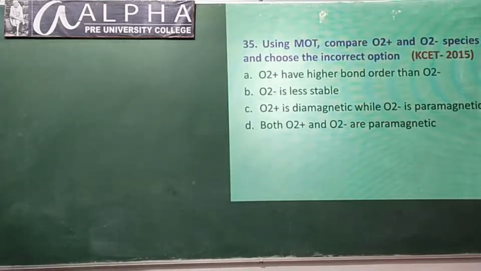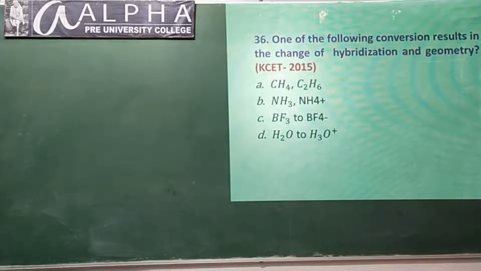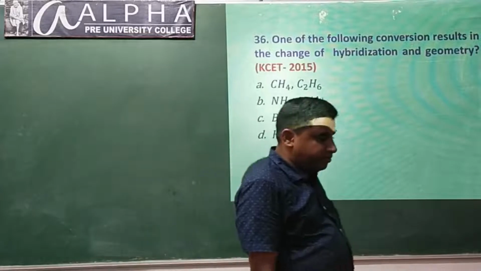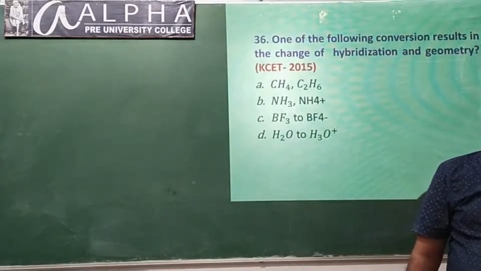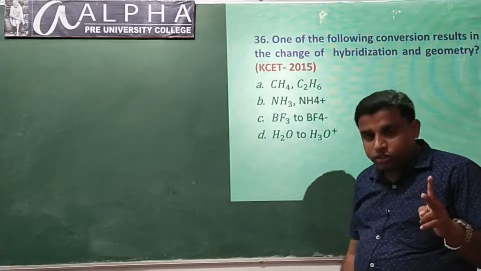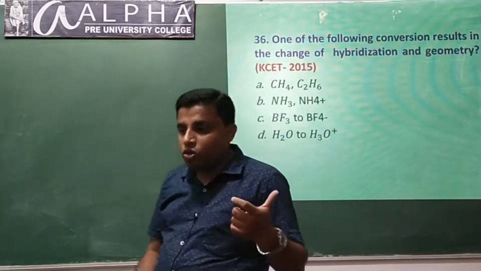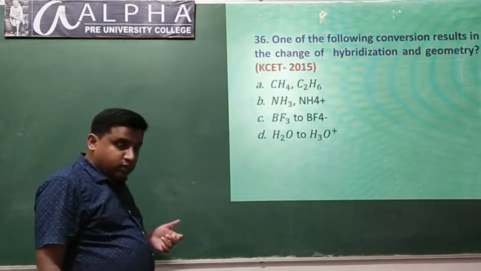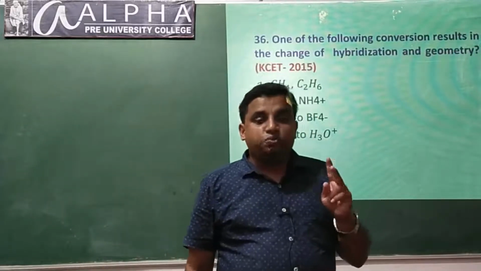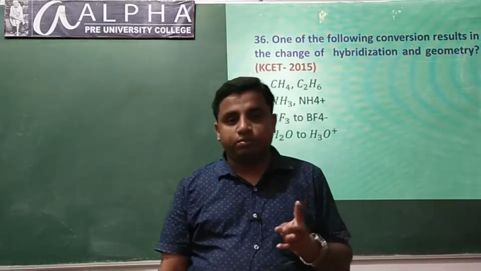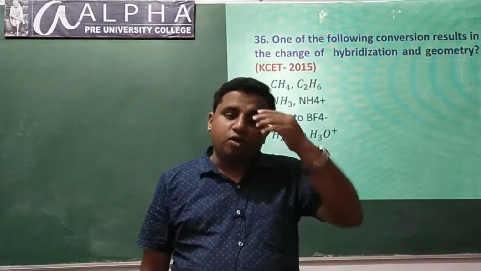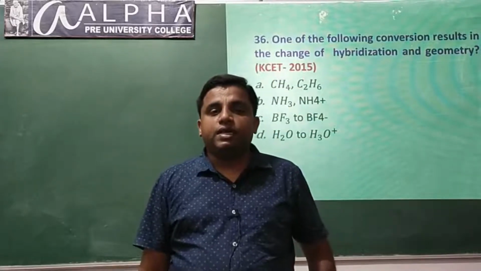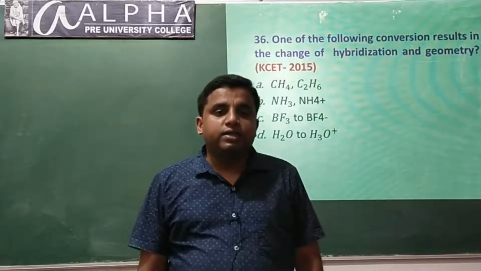What does the next question say? One of the following conversions results in the change of hybridization and geometry. I hope you are able to observe. We solved two questions from the 2014 question paper, and we are also solving two questions from the 2015 question paper. That means in your Karnataka CET, you can expect a minimum of two questions from this fourth chapter, that is chemical bonding and molecular structure.